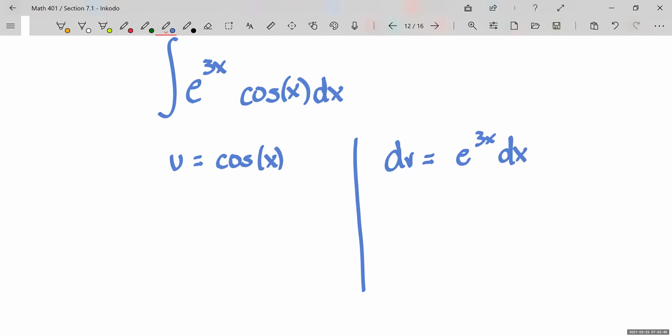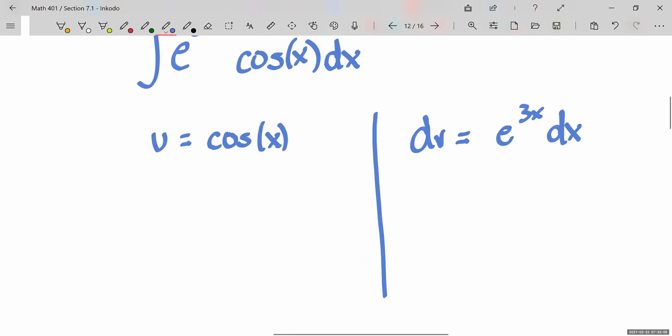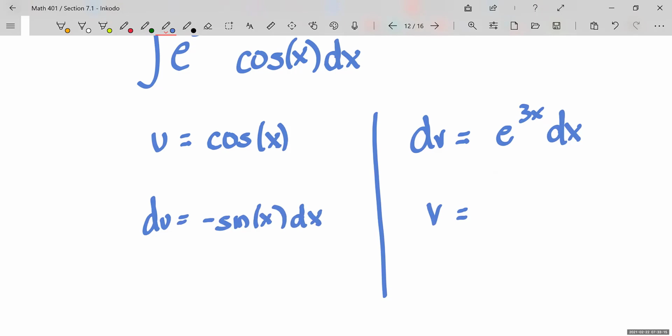There's a specific reason for that. If you choose the other way around, if you were to say, no, I want that u to be e to the 3x, you're going to undo everything you just did. It's like you tied your shoe and then untied your shoe. You don't want to do that. You want to continue seeing what happens if you go down that path. Make the same choice again, basically. The derivative of that cosine is a negative sine of x dx. The antiderivative of e to the 3x is 1/3 e to the 3x.